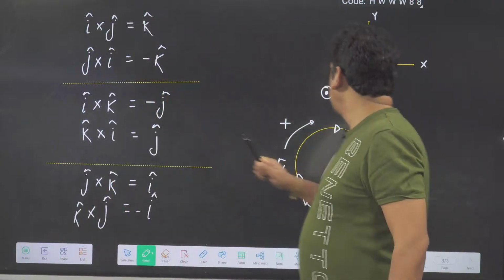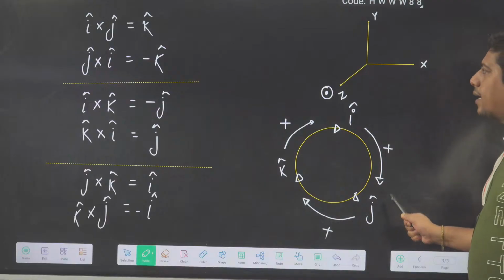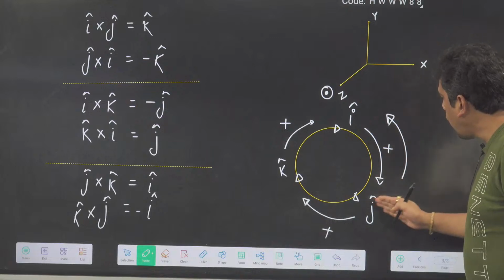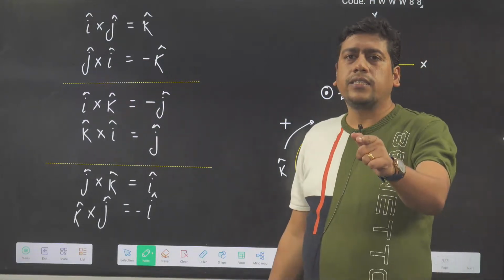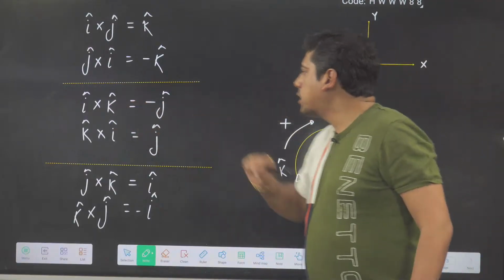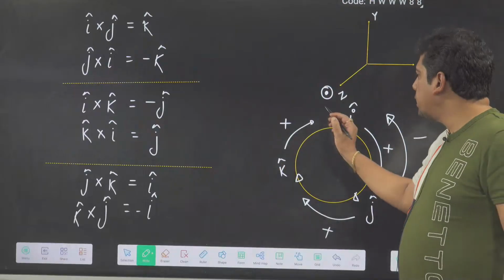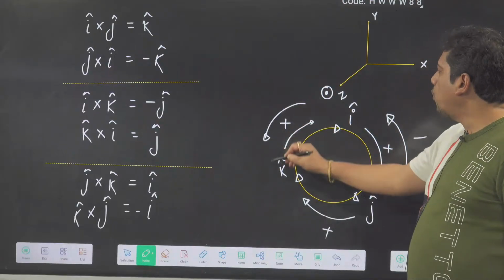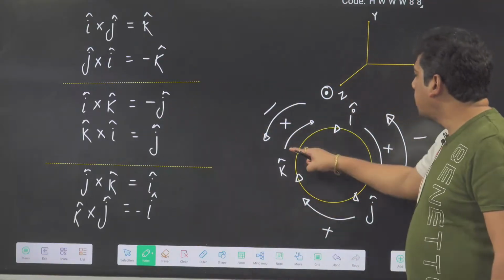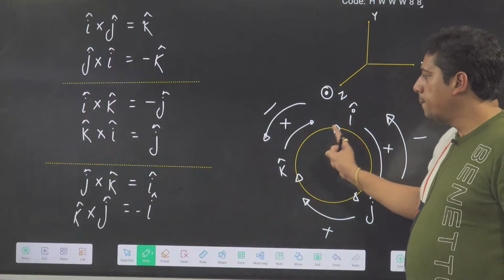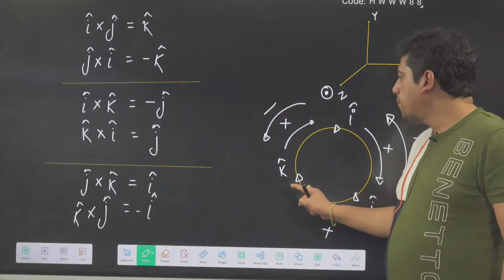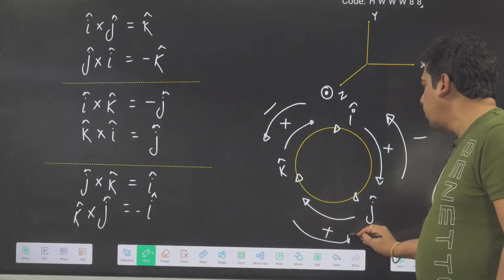I cross J means you are going with the cycle. That's why it's plus. But J cross I means from J to I, you are going against the cycle. So if you are going against the cycle, it will be negative. I cross K, this is I, and K is here, means you are going from I to K, against the cycle, that's why negative. But K cross I is with the cycle, J cross K, this is J, this is K, J to K, okay? But K cross J will be negative. This is how you remember.